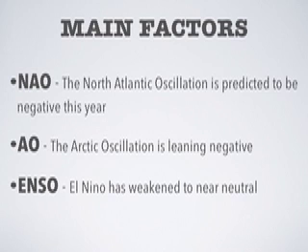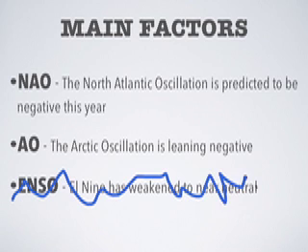First, we're going to look at the NAO, which is going to be likely negative this year. The AO is also likely to be negative, and ENSO appears to have weakened to approximately neutral conditions, which probably means this won't be a huge factor in this year's winter.